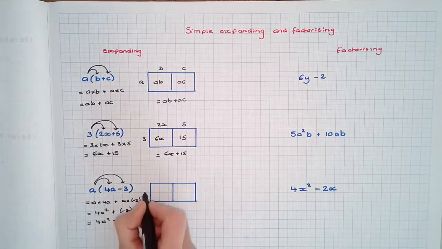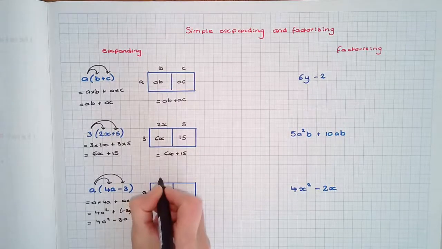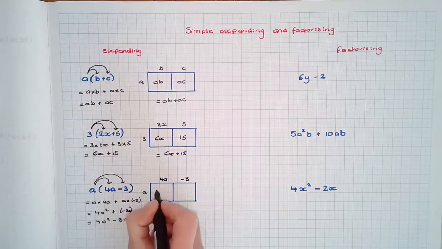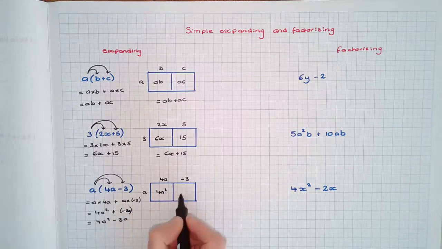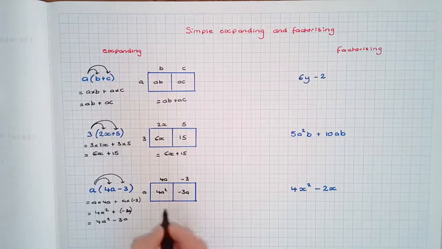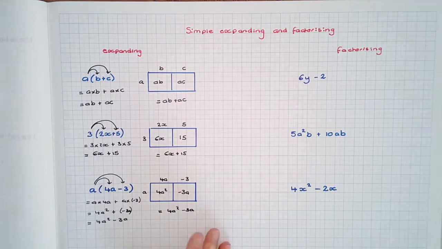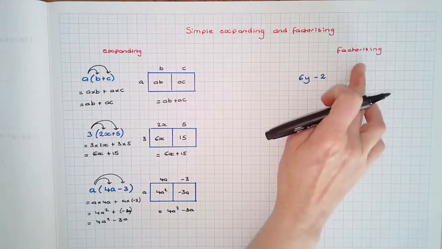Again, using the area model, the width is a, our terms 4a and negative 3, the area of the first box 4a squared, the area of the second is negative 3a, and then adding them together we get 4a squared minus 3a. The reverse process of expanding is factorizing.